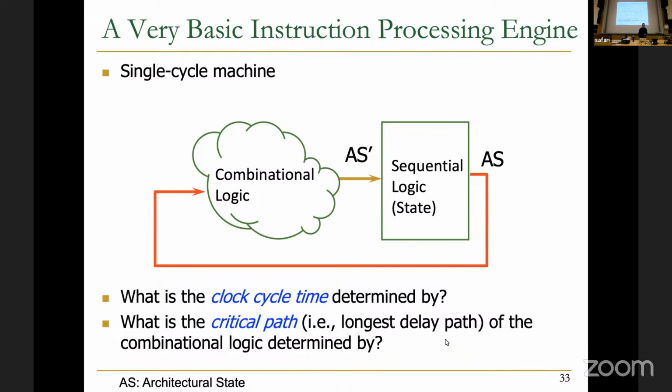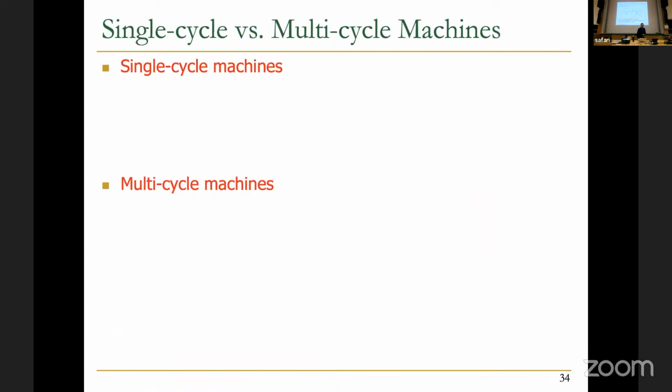And what is the critical path, the longest delay path of the combinational logic, determined by? It really depends on the longest instruction. And we will see that this is insurmountable because your architecture may be very complex, for example. It may have a complex instruction that may take, I don't know, millions of nanoseconds to execute. And you don't want your clock cycle to be millions of nanoseconds. We will get back to it. But we're going to try to build this machine first.